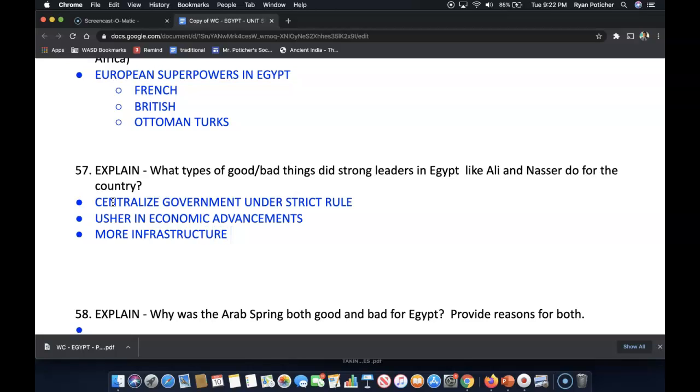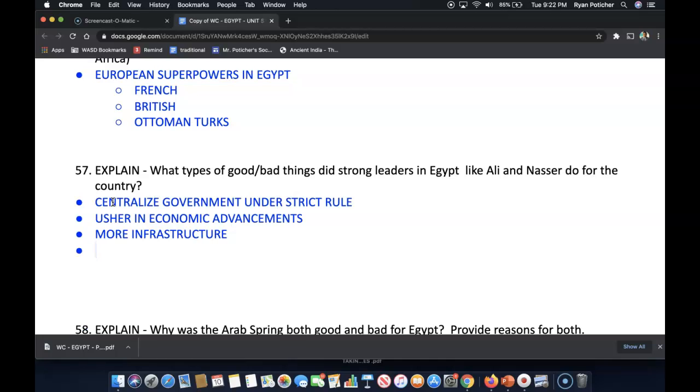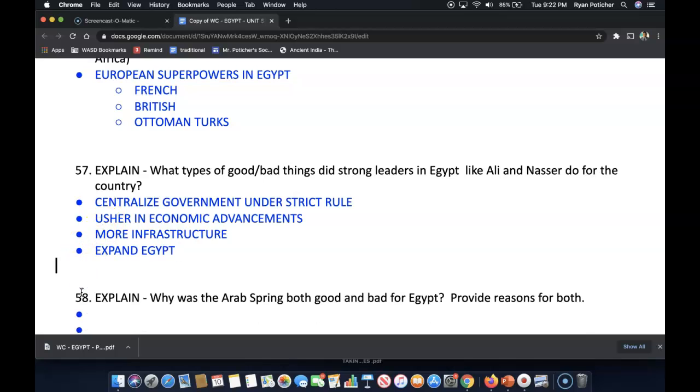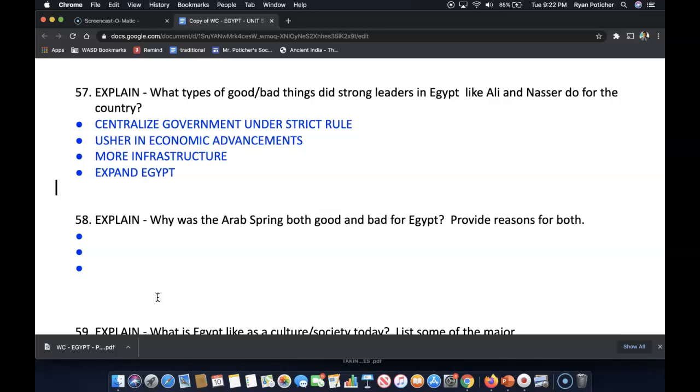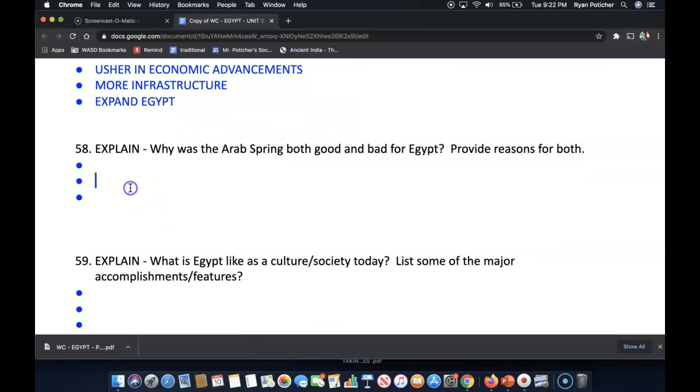When you think of infrastructure in Egypt, you might think of pyramids, but of course, in the modern day and age, we're actually talking and referring to highways, bridges, canals, some of those things like that that make countries run. But of course, one of the most notable things that they were able to do is they were able to expand Egypt into different areas like Sudan and in Libya to be a little bit more than what it's actually known to be today. Next question here, why was the Arab Spring both good and bad for Egypt?